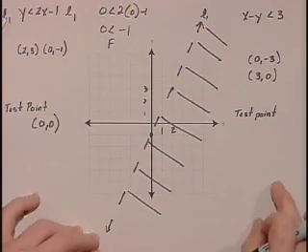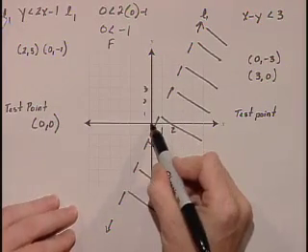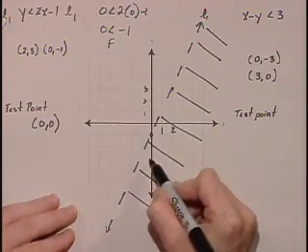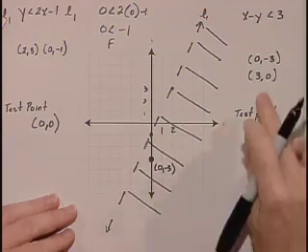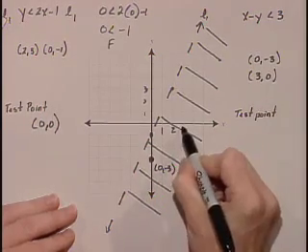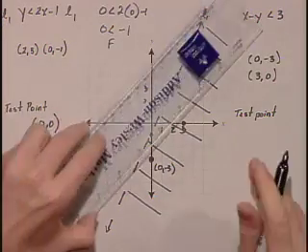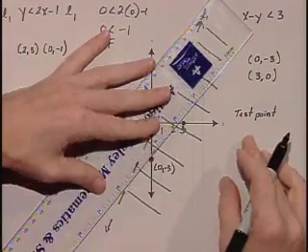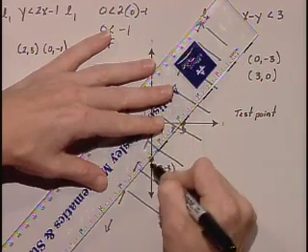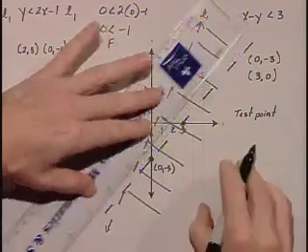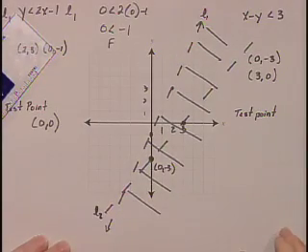Now let's do the second inequality. Let's place our intercepts at 0, negative 3. We'll label that. And at 3, 0. Again, we also need to connect these with a dashed boundary line. And we're going to label that line 2.